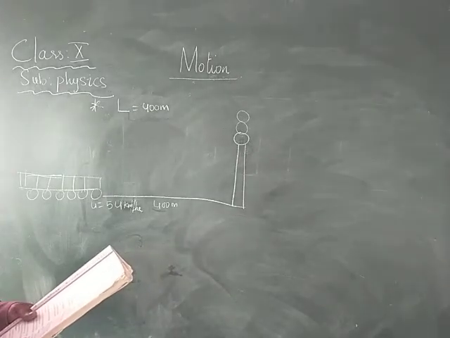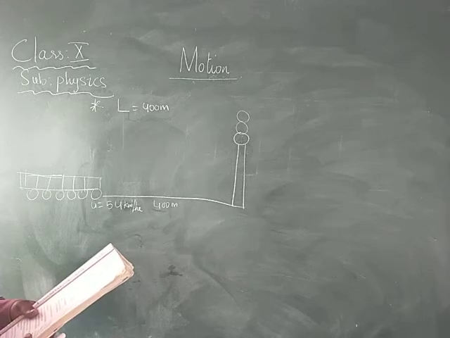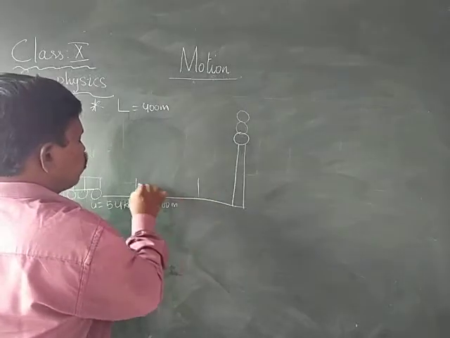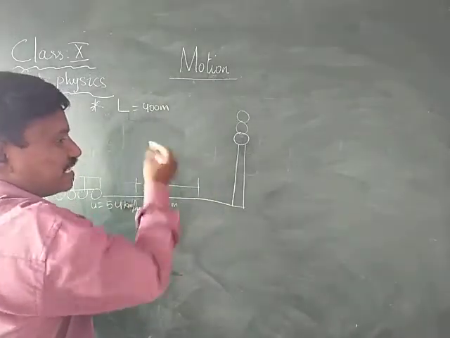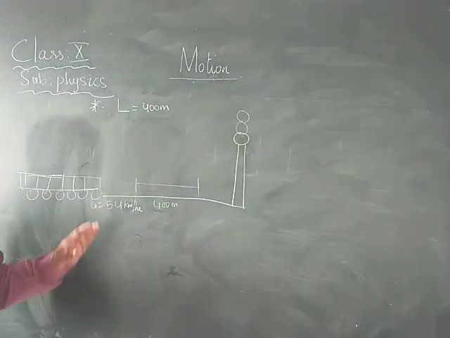He is asking to determine the position of the locomotive relative to the signal light after 1 minute. That means after 1 minute, how much distance this locomotive is moving after the application of the brake.